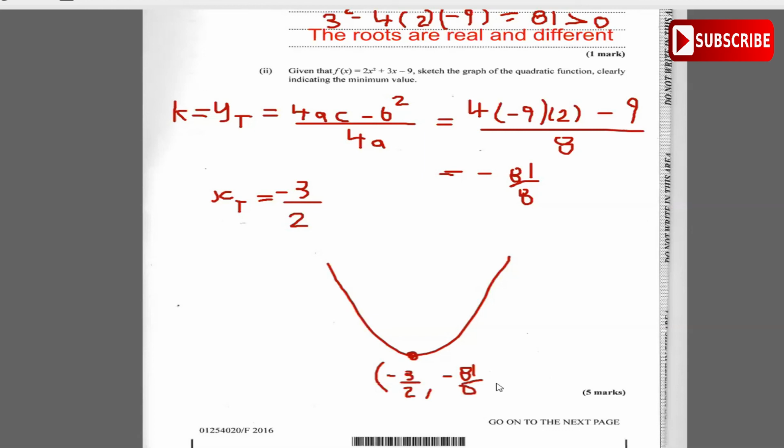Now you might say, sir, hold on there, where is the x and y axis? Just relax. Always put the minimum point first. You can sketch the x and y axis after. For example, you know this is negative 3 over 2, right? So the origin, which is at 0, would be to its right, and negative 81 over 8 is a negative y value, so the origin would be somewhere up here. Let me make it a little straighter.